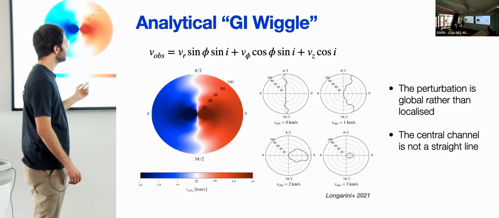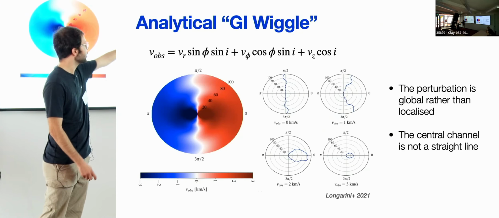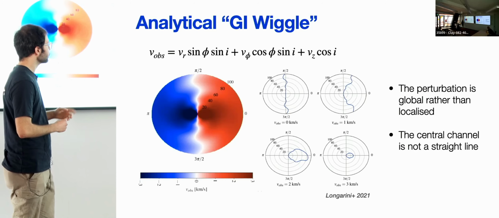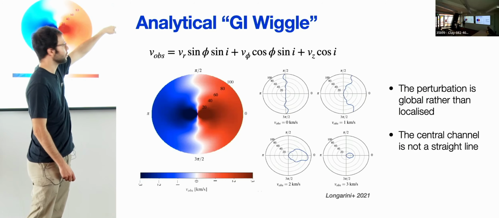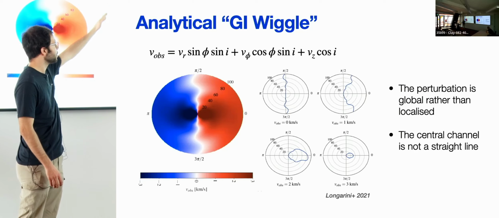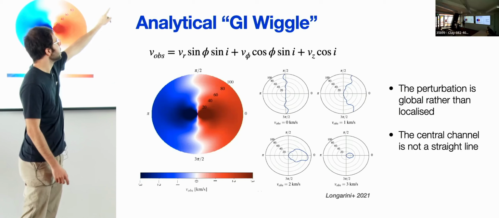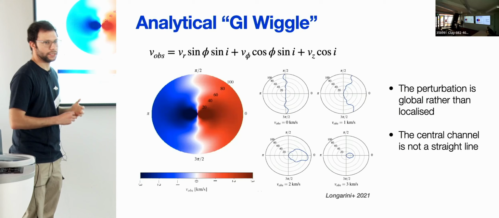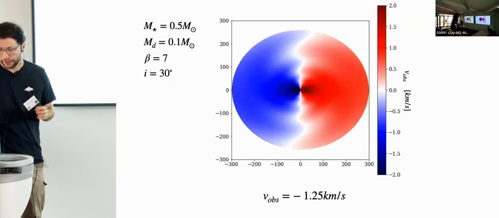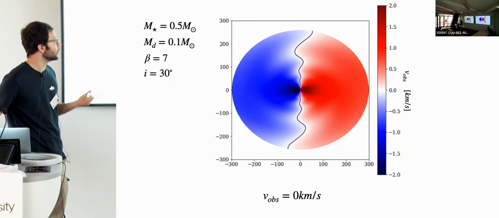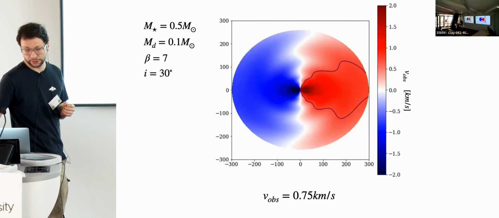And you can see that the perturbation is global, and it is visible in different channels of this velocity map. It's particularly interesting if you look at the central channel, this one, that for Keplerian rotation we expect to be a straight line, but here it's showing this oscillation. And I think this is the most important characteristic of this kind of perturbation. Here I'm just showing you how different channels of this map are perturbed by the presence of the spiral.